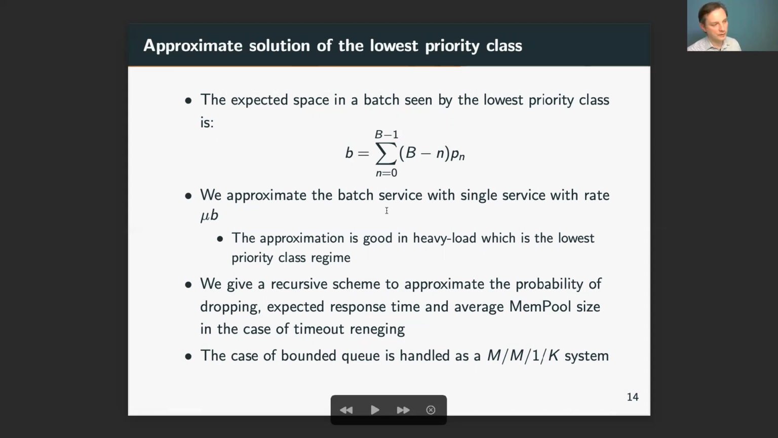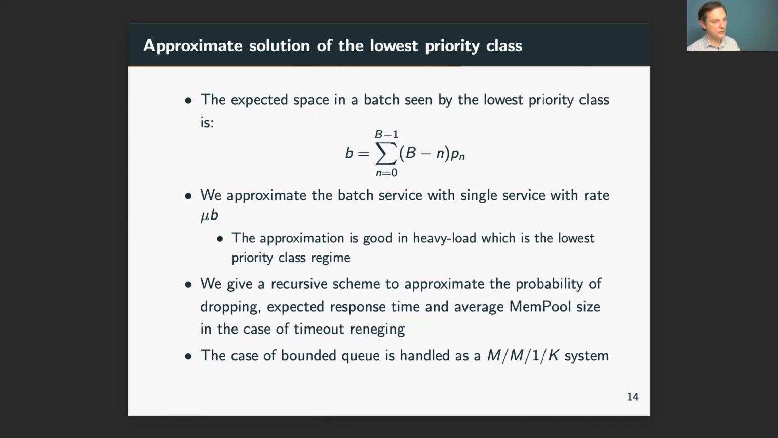And then we approximate the batch service with a single service rate with rate mu b. Okay, the approximation is good in heavy load, but it decreases when the load is low. However, since we have reneging and we are interested in the reneging mechanism, we can assume that the load factor is high.